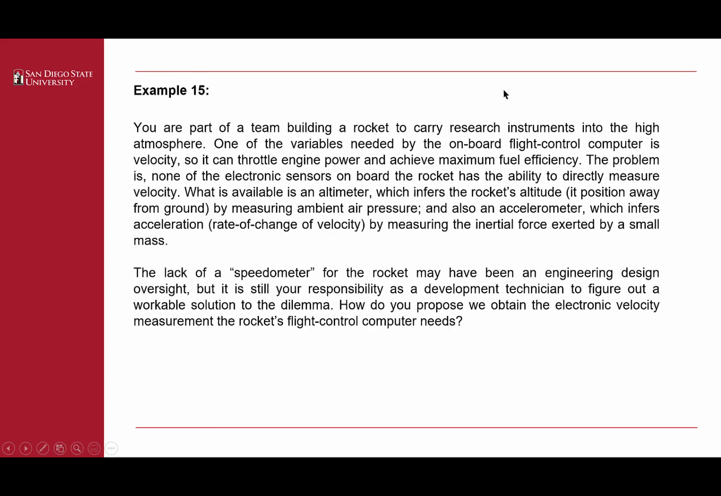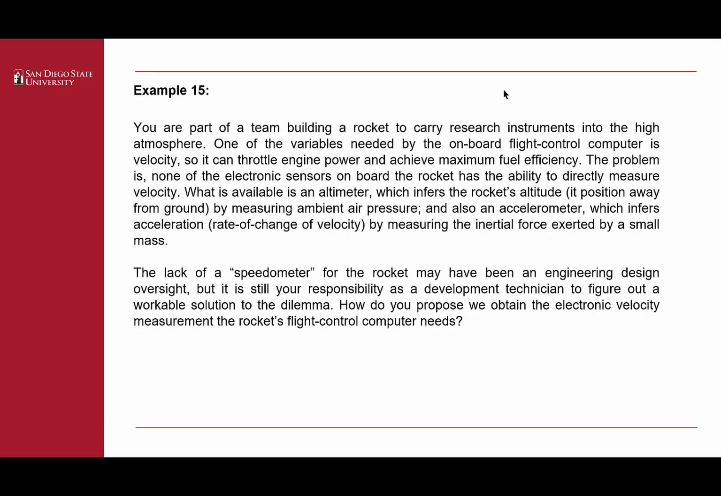This is our final question. We will be finishing after this one, and it's a very fun question. You are part of a team building a rocket to carry research instruments into the high atmosphere. One of the variables needed by the onboard flight control computer is velocity, so it can throttle the engine power and achieve maximal fuel efficiency. The problem is, none of the electronic sensors on board the rocket has the ability to directly measure its velocity.